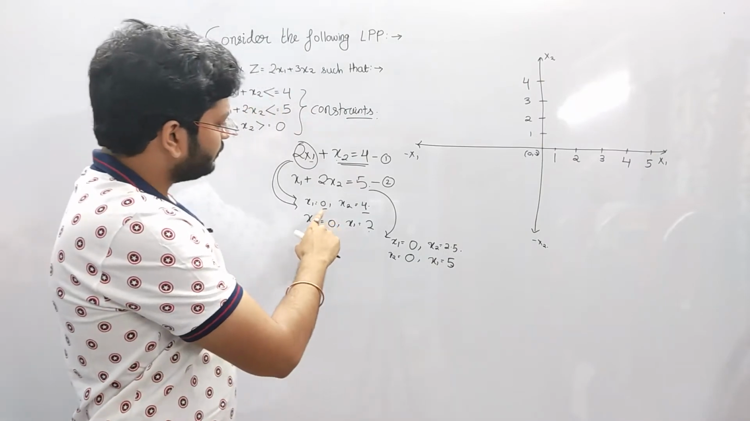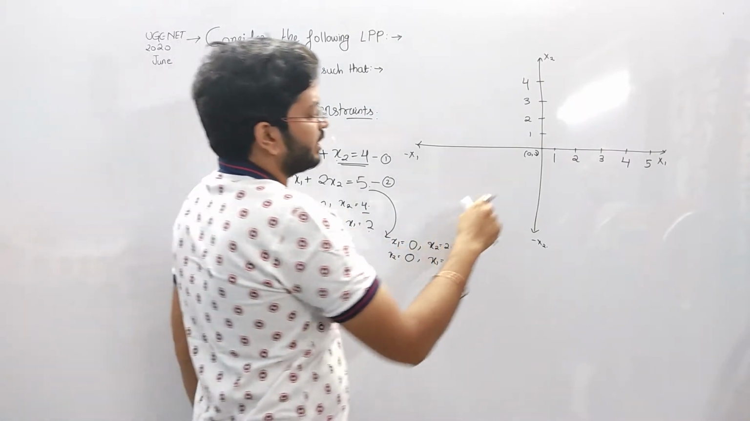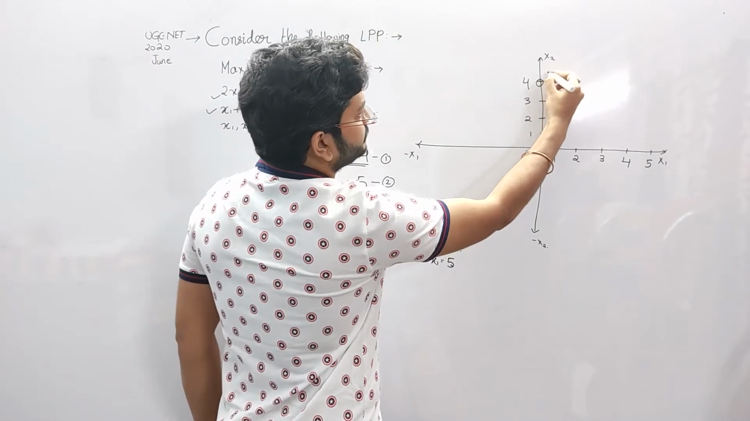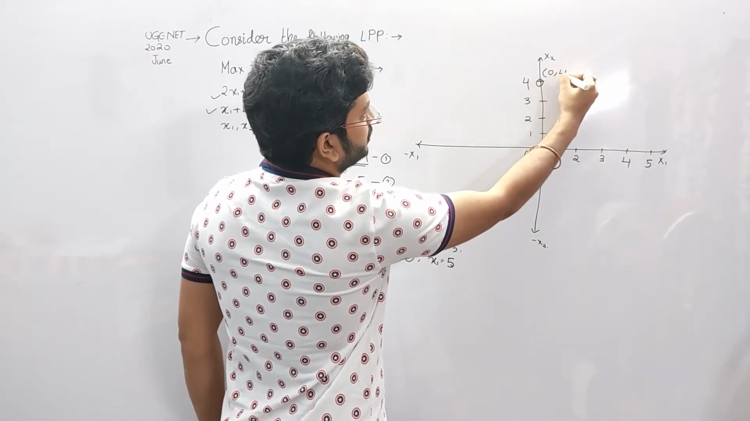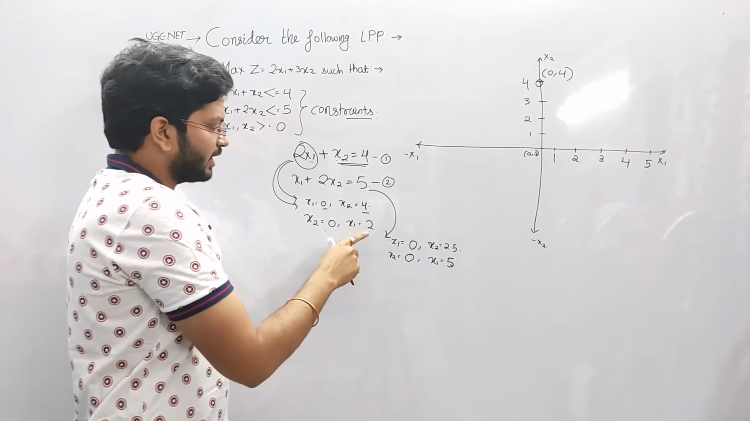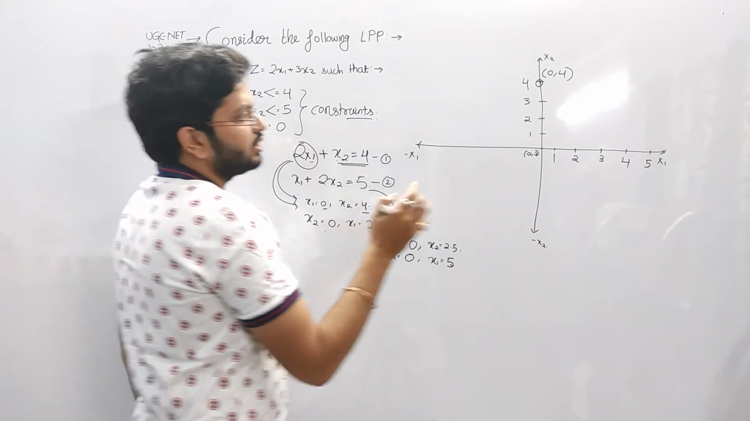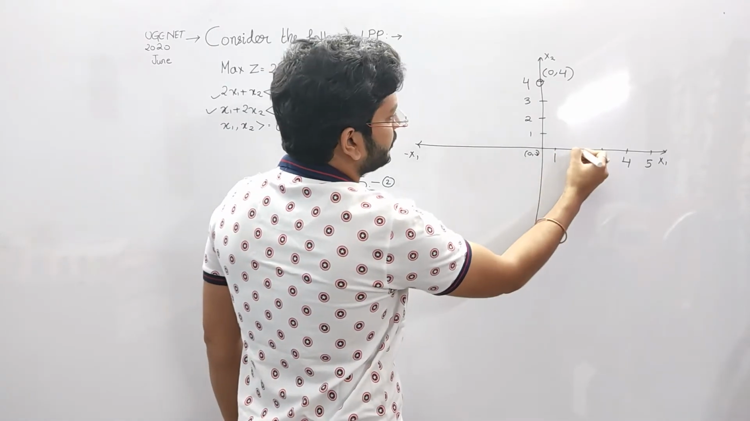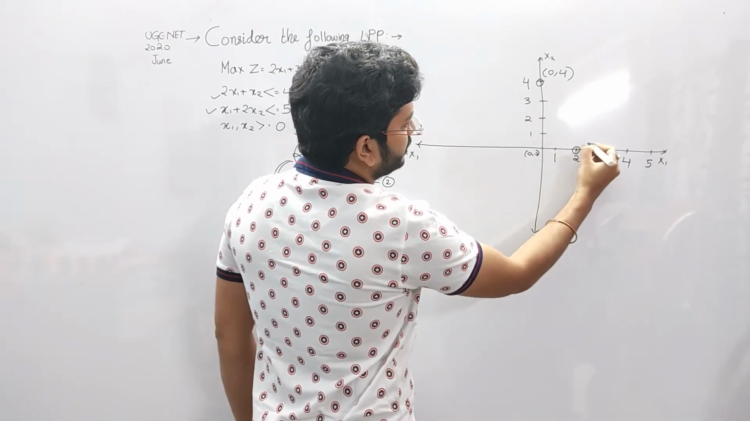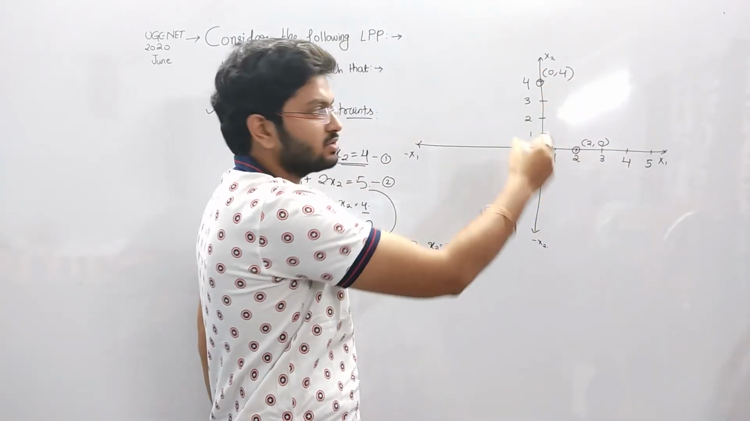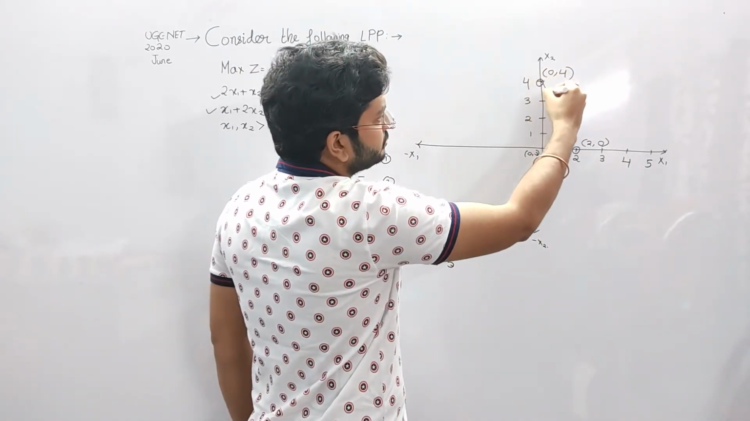Now first I have the point 0 and 4. That is x1 is 0 and x2 is 4. This is the point 0, 4. Now the second point is x1 is 2 and x2 is 0. That is 2, 0. This is the point 2, 0. Now I will be joining these two points.